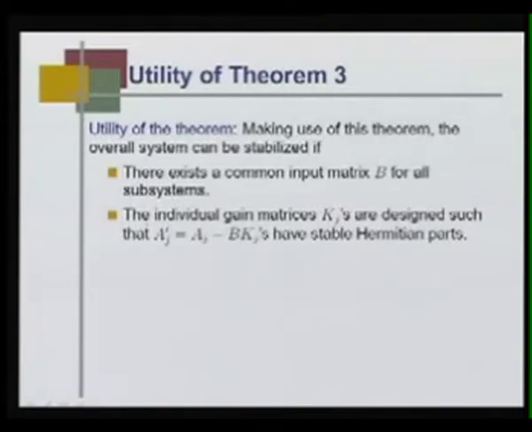So, utility of the theorem: making use of this theorem, the overall system can be stabilized if there exists a common input matrix B for all subsystems, and the individual gain matrices Kj are designed such that this has a stable Hermitian part. So, we can always design this, because I can always design such that this is a stable Hermitian part. It is not a difficult thing.